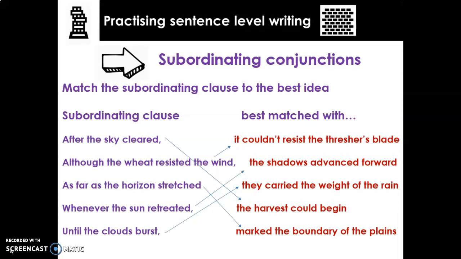Okay, as far as the horizon stretched, mark the boundary of the plains. Okay, so you imagine you can see the horizon stretching and that's the boundary of the plains. Lovely. Now, whenever the sun retreated, did you get it? The shadows advanced forward. Now, I like that wordplay again. Retreat, advance, retreat, advance. It's almost like a little bit of warfare going on in the weather system here. So whenever the sun retreats, disappears, the shadows could advance. Okay, until the clouds burst, they carried the weight of the rain.